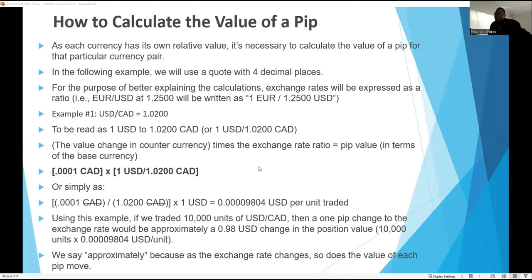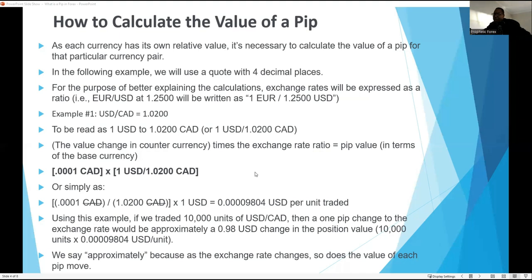So what do I mean by that? We're going to take basically the pip value of CAD, times $1, times the exchange rate of CAD. So you can simply cross out the CADs there, and we just take the exchange rate, times $1 US, then it will give us exactly how much it costs. You can take your calculator to prove this, and you can see there that's about 0.9804 USD per unit traded. That means per interval. That's the actual USD.